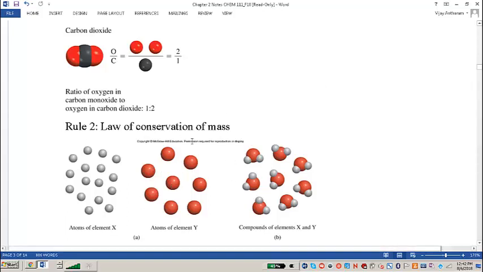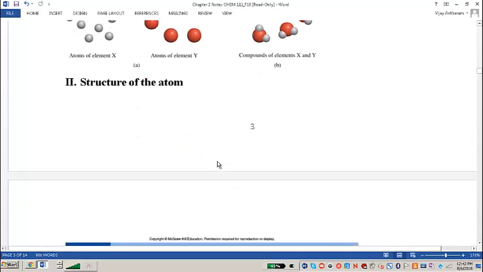This becomes important when you balance chemical equations, and we'll talk about that in chapter 3. But for now, mass cannot be created nor destroyed.